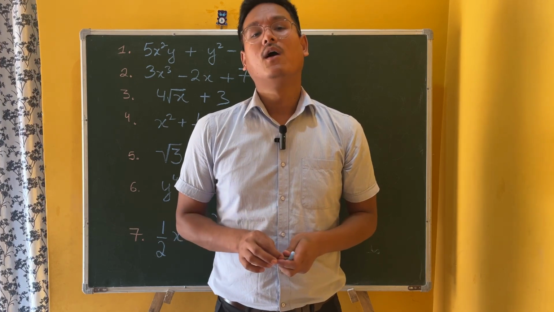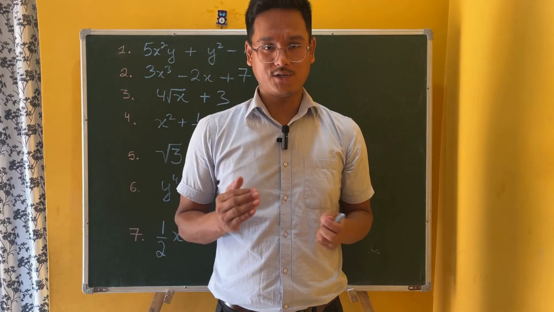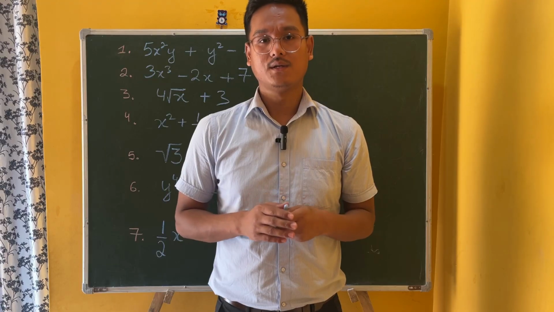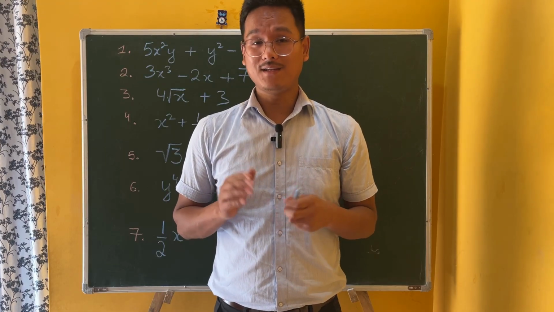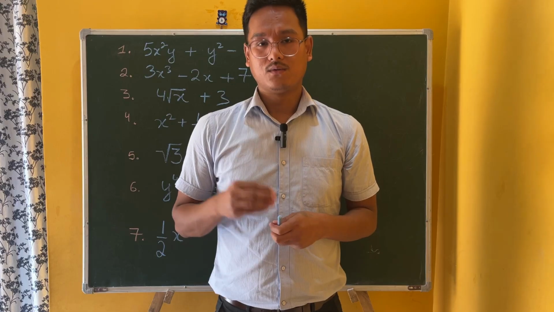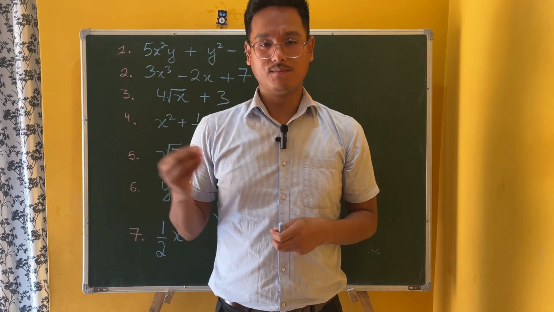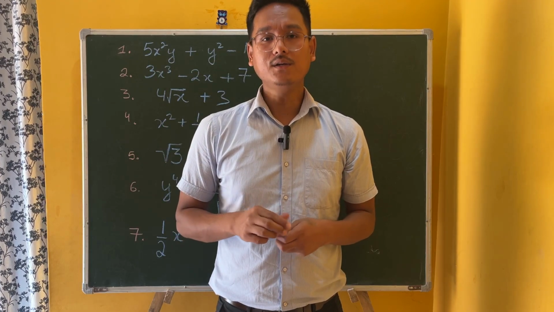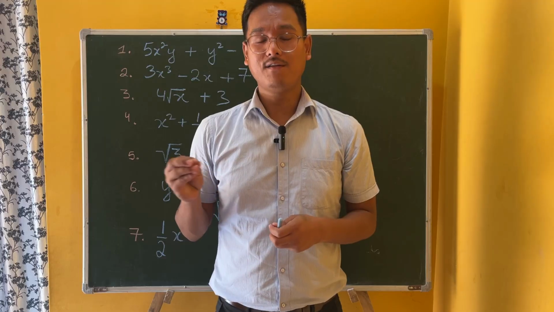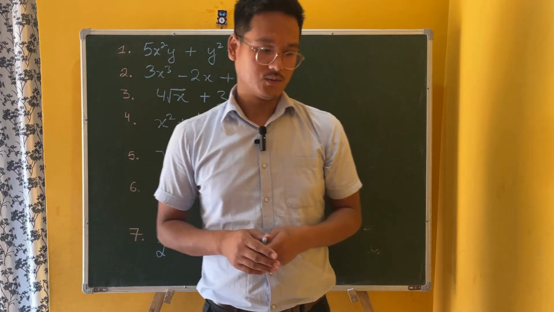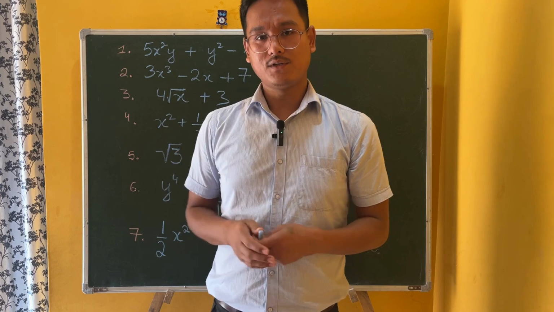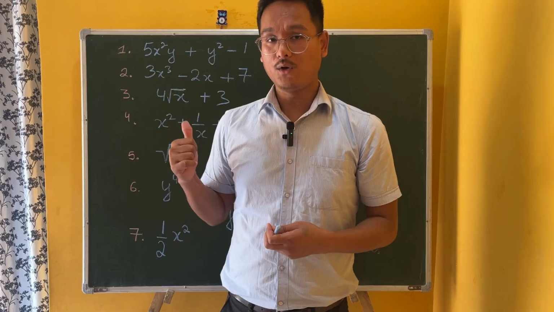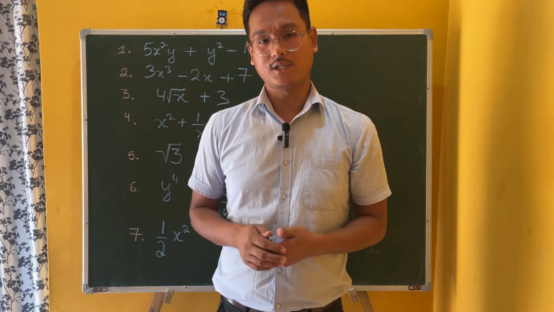So let me repeat, a polynomial is an algebraic expression made up of variables, constants, and coefficients connected by a plus or a minus sign, whose power of the variable, or exponent, or degree of the variable, is a whole number or a non-negative integer. So I have some examples here through which we will understand which one is a polynomial and which one is just an algebraic expression.